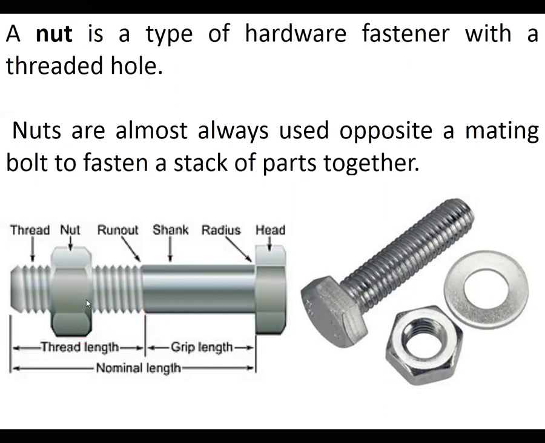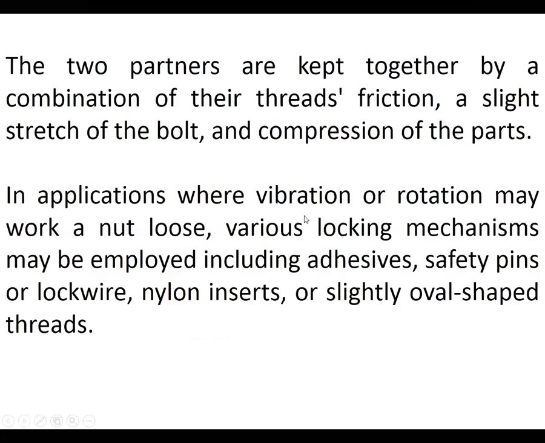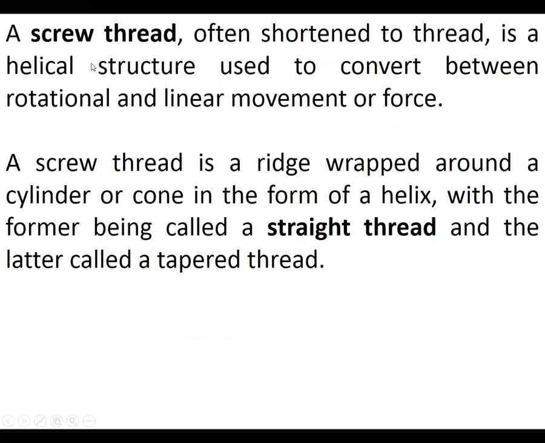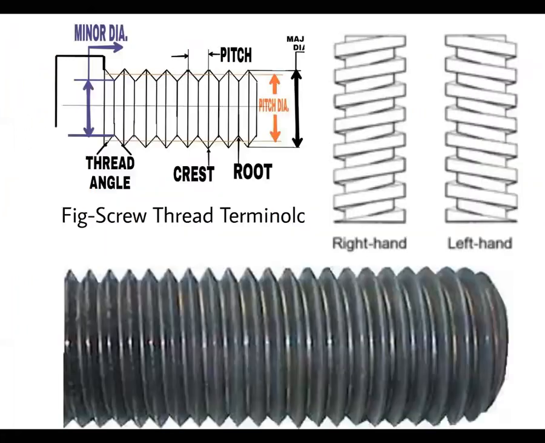So in design cases, the threading length must be reduced so that the friction can also be reduced. That is why threads are often shortened. A thread is a helical structure used to convert rotational and linear movement of the force. Then a screw thread is a ridge wrapped around a cylinder or cone in the form of a helix. Sometimes there are helical screw threads, circular screw threads, square threads, and helix threads also. In those cases also there is a possibility of raising the friction. That friction also we're going to see.